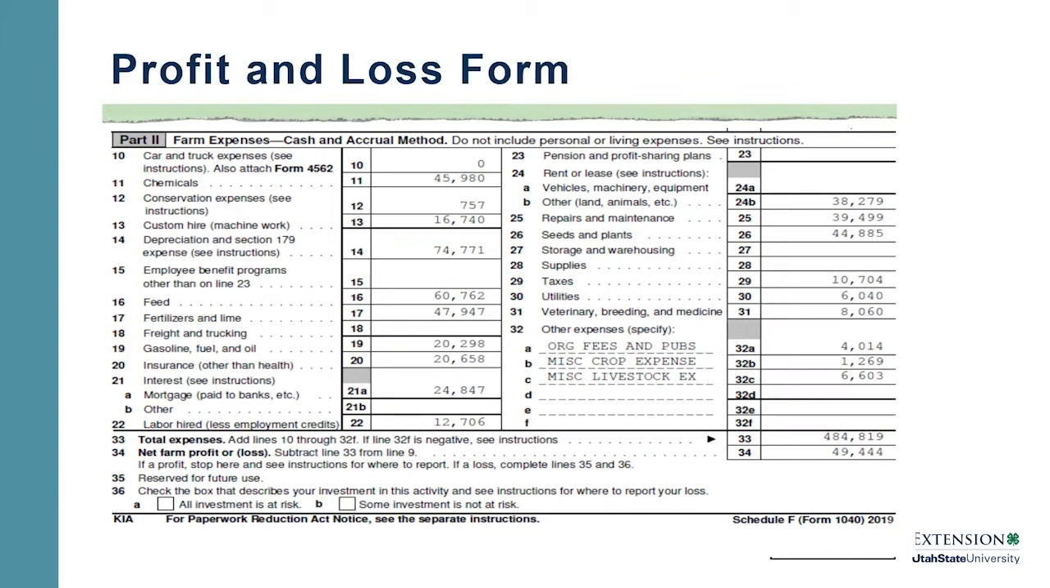Yep. So it's going to add your expenses up here, and then it's going to deduct these from the income that we had on the top half of the page. And then the net difference here is on line 34. And that's our net farm profit or loss. And that's the number that's going to go back over onto our Schedule 1.